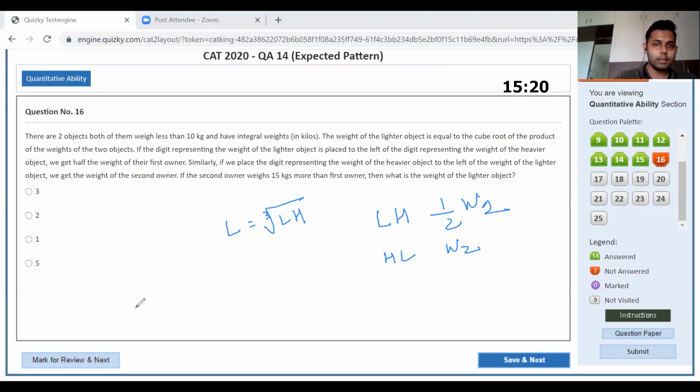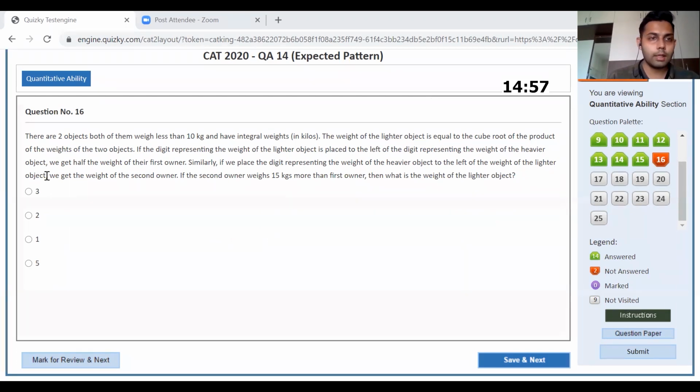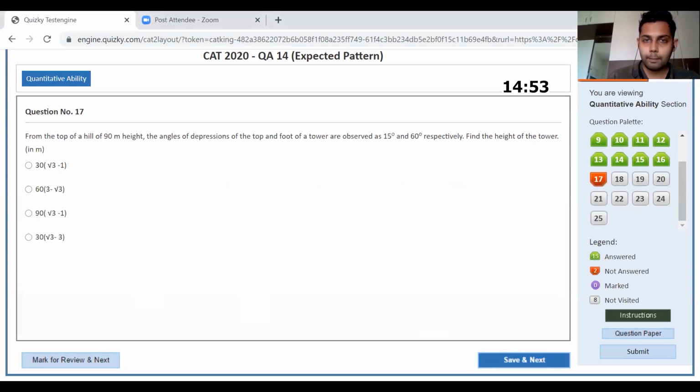If the options are given, let's just go by it. So let's say we have 3 first. So if the lighter weight is 3, so the greater weight is 3 cube, it's 9. Okay. If I write 39, it is half, so into 2 is 78. And if I write it as 93, okay, 78 plus 15 is 93. Okay, so 3 automatically satisfies. And since it's not a theta answer, I don't need to think ahead. If one satisfies, others won't. Mark, move ahead.